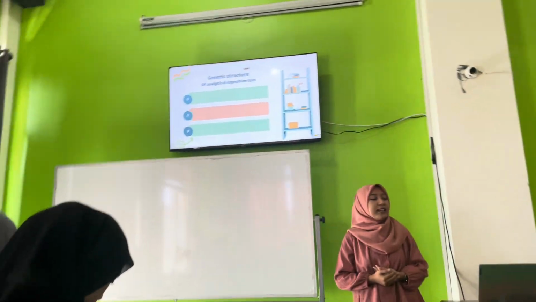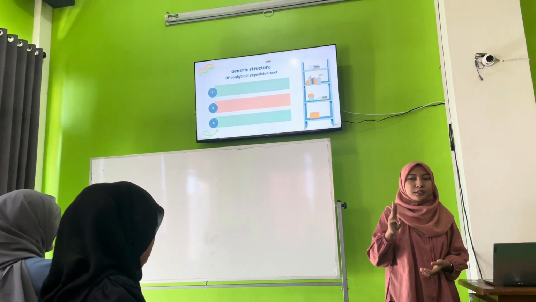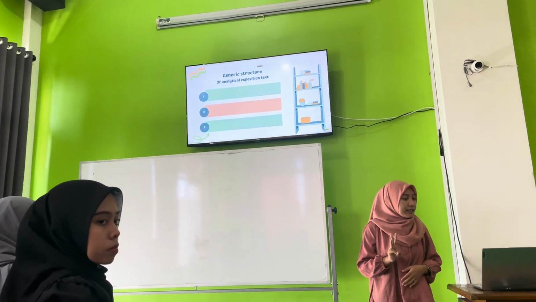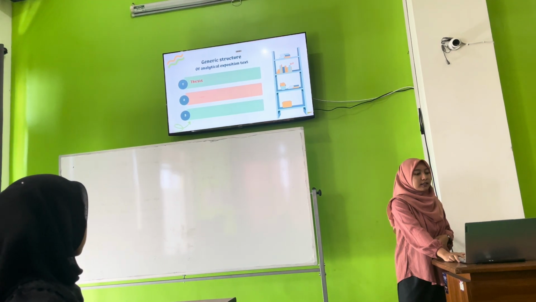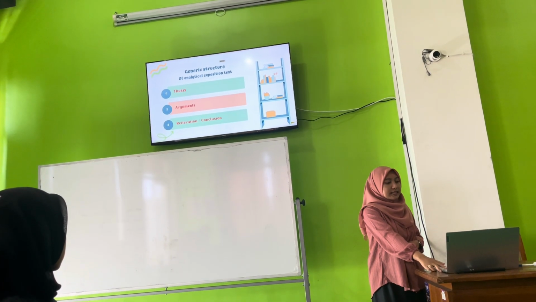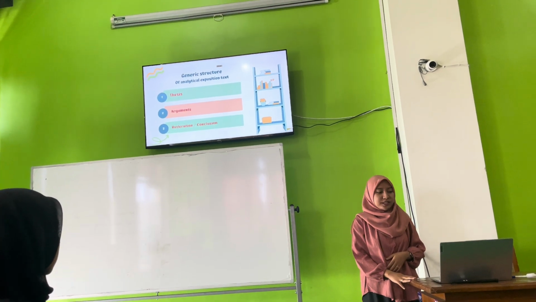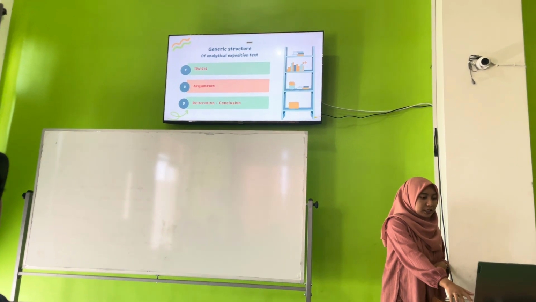The next is generic structure of analytical exposition text. They are divided into three structures. The first is thesis. The second is arguments, and the third is reiteration or conclusion. I will explain this structure to you one by one.